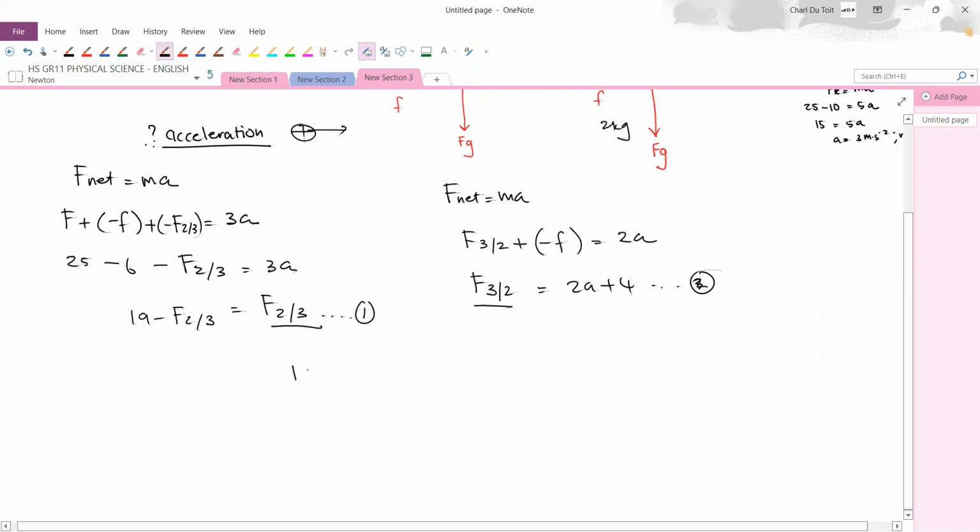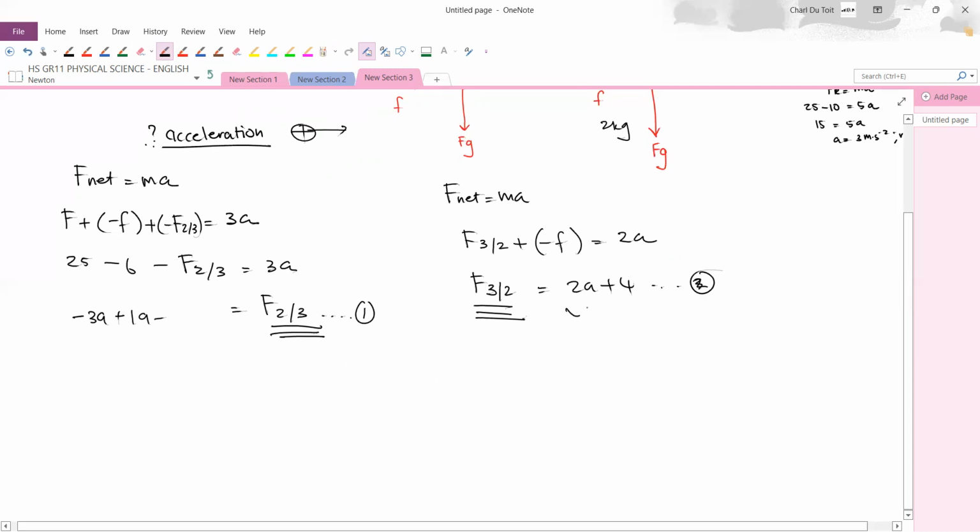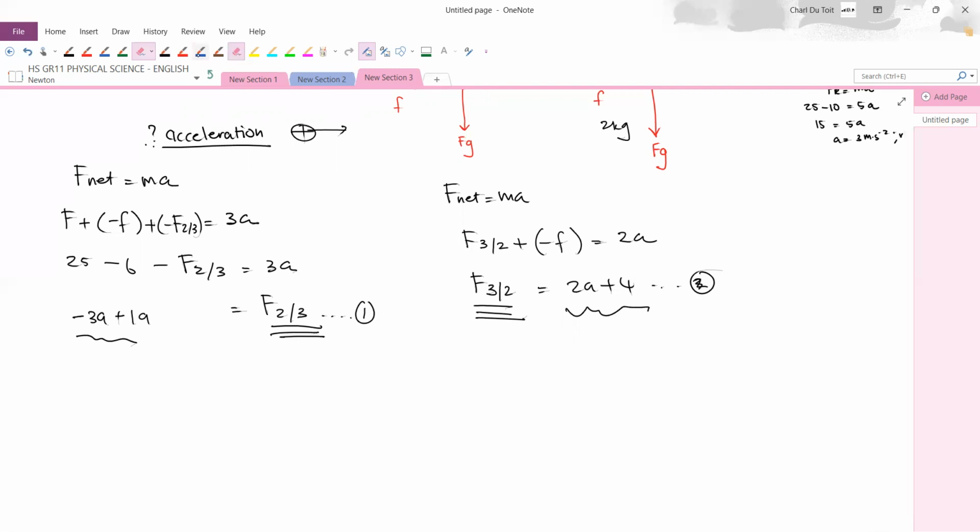Okay, anyway. So 19 minus F23 equals 2A plus 4. I missed out here. I also had a minus 3A. Let's bring that over. Okay, I've got something wrong here. Let me just redo this. Okay, let's start again. This force here equals that one. So this bit here would equal that. Oh, I left that F23 on the left-hand side as well. That's why it was wrong.